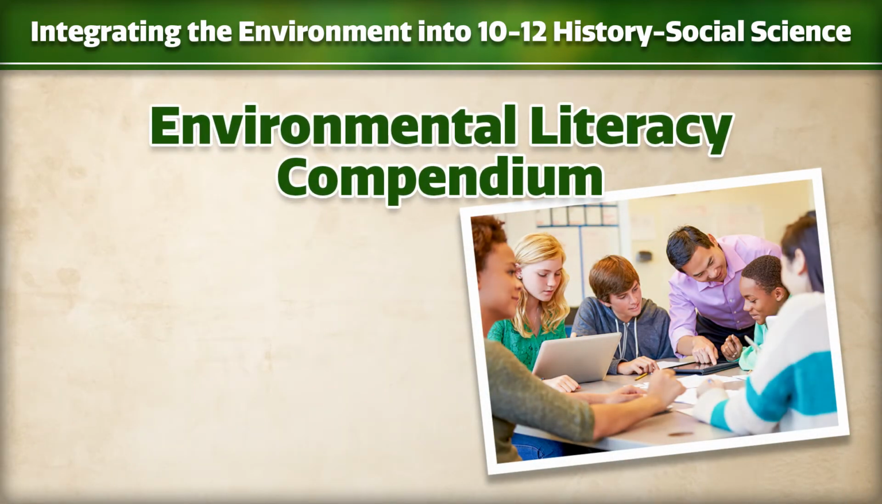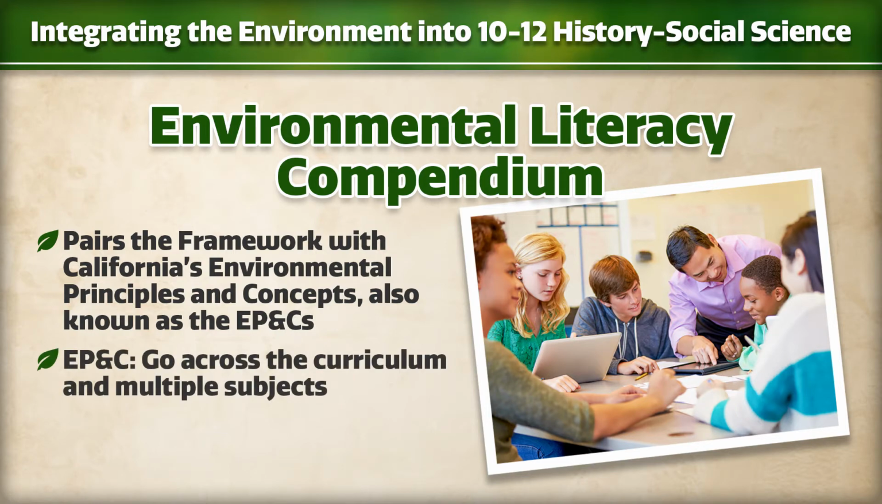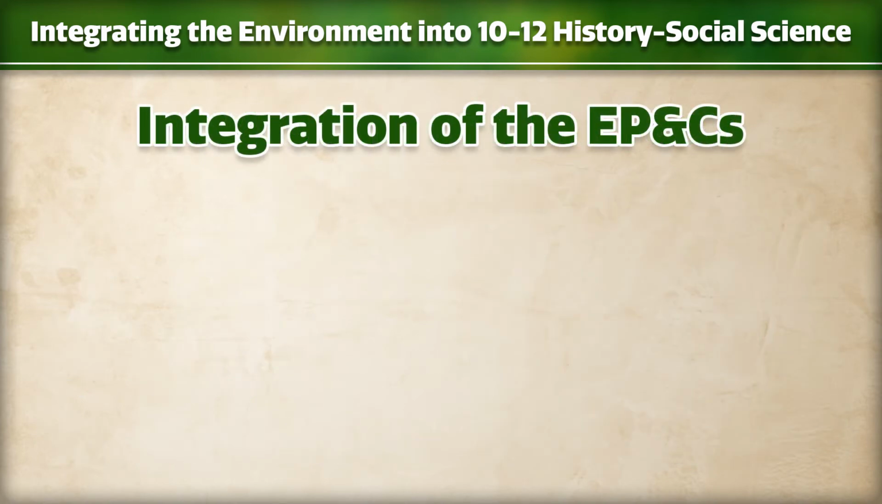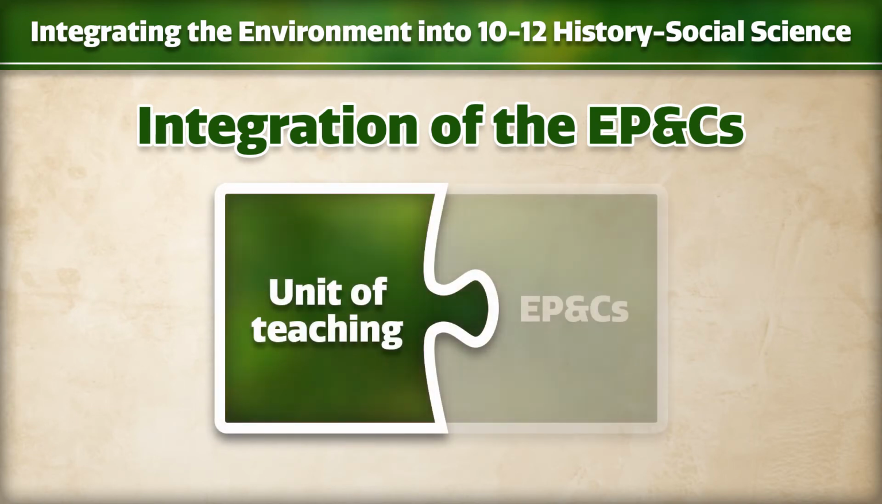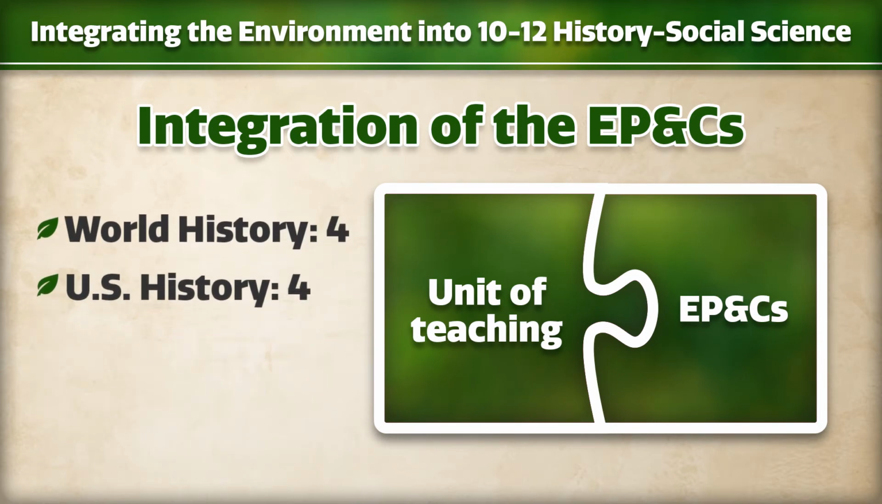The Environmental Literacy Compendium pairs the language of the framework with suggestions for instruction that connect the standards-based content to one or more of California's environmental principles and concepts, also known as the EP&Cs. The EP&Cs exist across the curriculum and provide a natural place to pair instruction in multiple subjects. In addition, where appropriate, the compendium makes connections to the Next Generation Science Standards. In the 4 primary high school courses, we've identified 13 points in the standards where the EP&Cs can be naturally integrated. World and United States history have 4 integration points each, while government has 2 and economics 3.